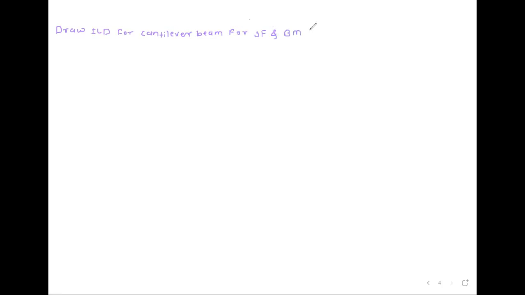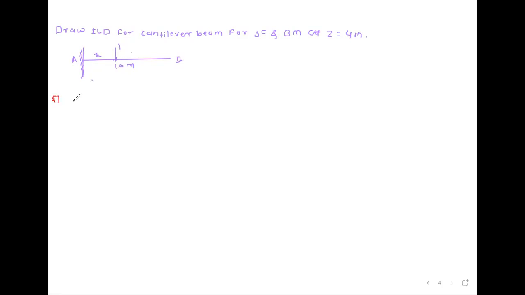and bending moment at Z which is equal to 4 meter. Here you only have to draw the ILD for shear force and bending moment. So here a cantilever beam is given. The total span of this cantilever beam is 10 meter. This is A point, this is B point, and somewhere the unit load is applied. This distance is X. So you have to draw the ILD for shear force and the ILD for bending moment.